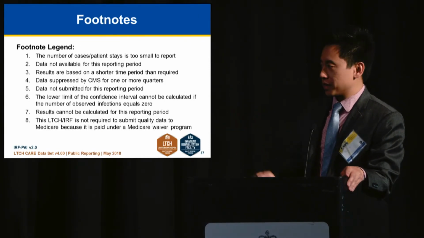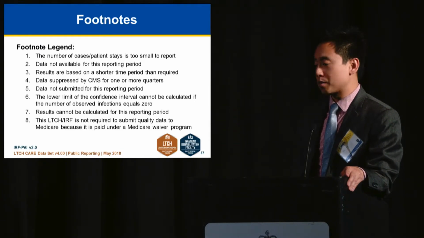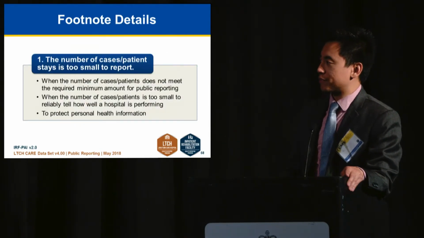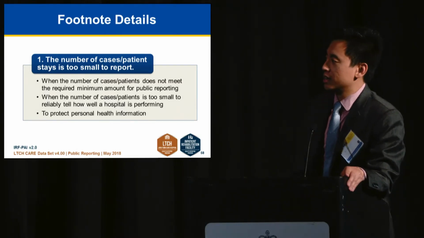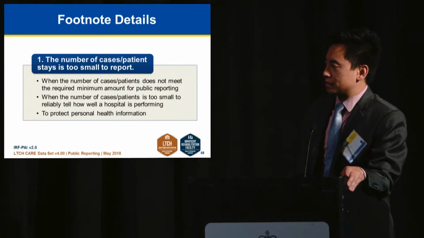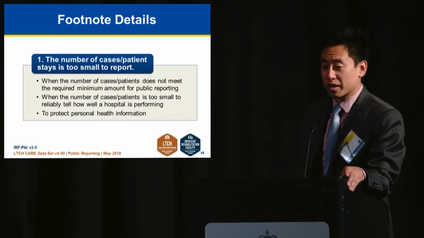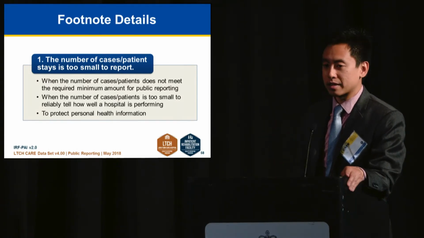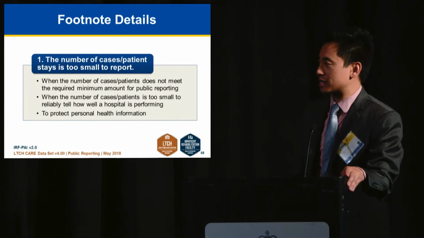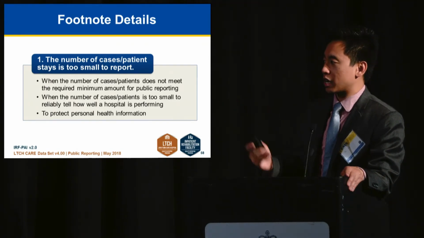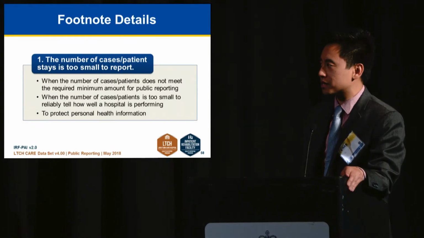So there is a list of footnotes on the provider preview reports, which corresponds to what you see on Compare. So the first footnote is the number of cases or patient stays too small to report. So for, I think, all the assessment-based measures, if the number of stays is less than 20, then we put a footnote there instead. And it's there because it's too small to reliably tell how well a hospital is performing and also to protect personal health information.